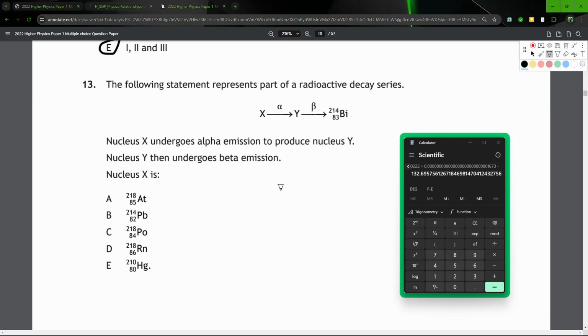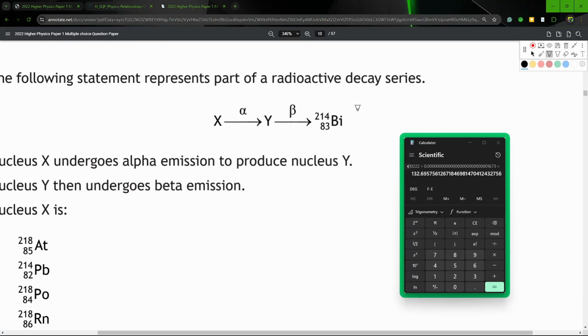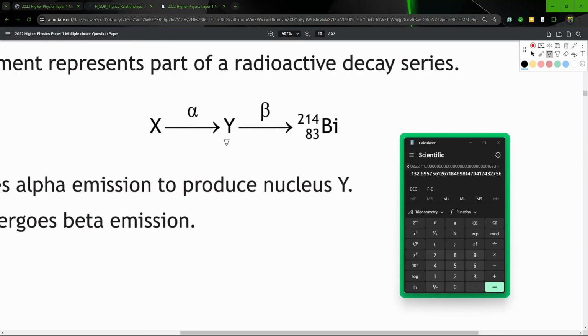13. The following statement represents part of a radioactive decay series. Nucleus X undergoes alpha emission to produce nucleus Y. Nucleus Y then undergoes beta emission. Nucleus X is what? So we're going to have to work backwards here. Remember, beta emission does nothing towards the mass, right? So we're just going to have 214.